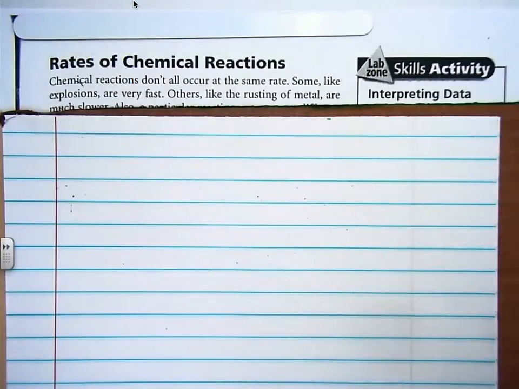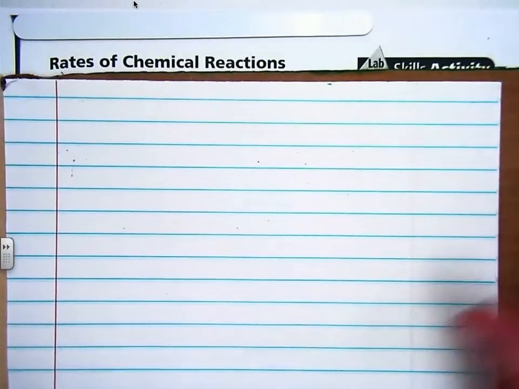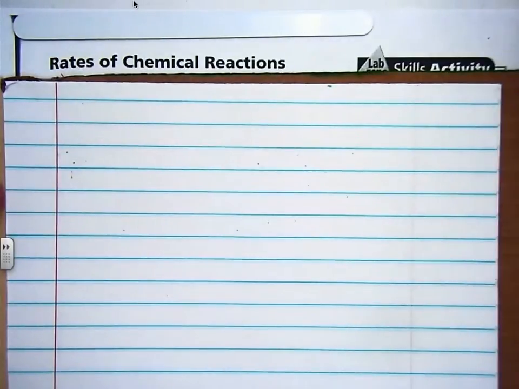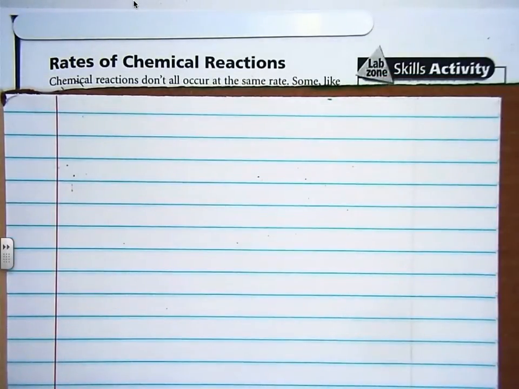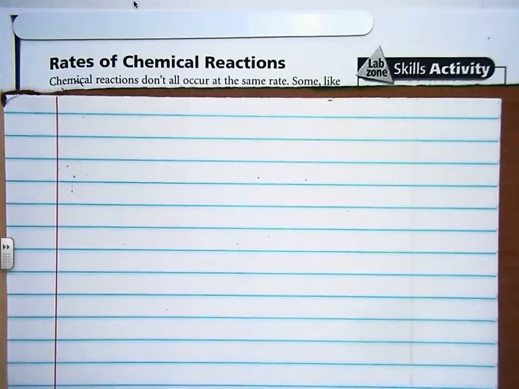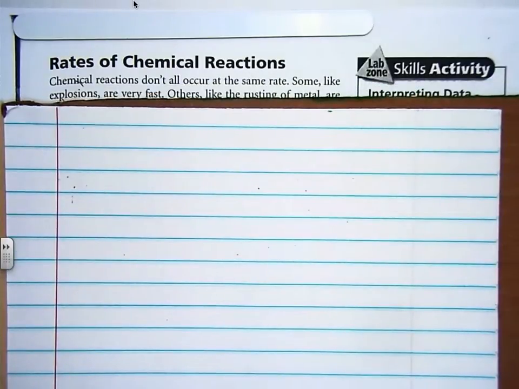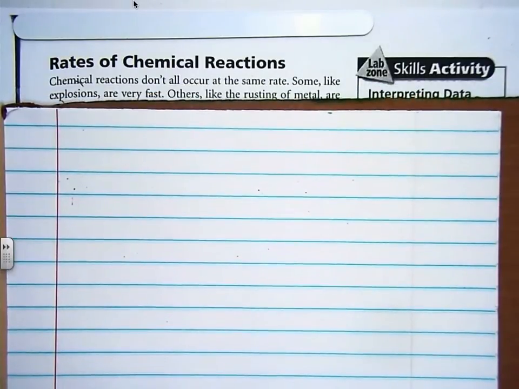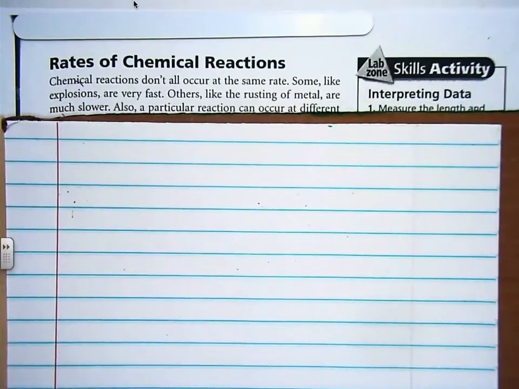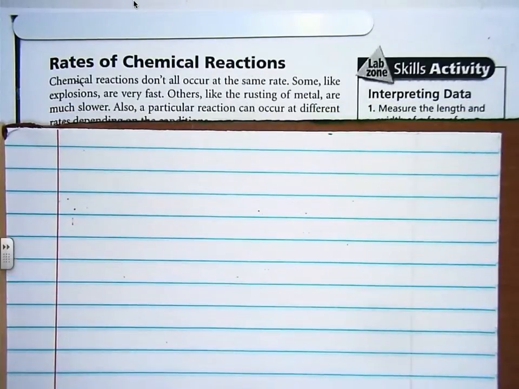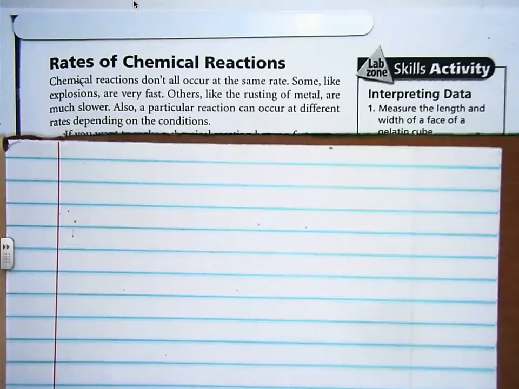Okay, welcome. This is video 3 of section 6-3, Rates of Chemical Reactions. Chemical reactions don't all occur at the same rate. Some, like explosions, are very fast. Others, like the rusting of metal, are much slower. Also, a reaction can occur at different rates at different times, depending on the conditions.